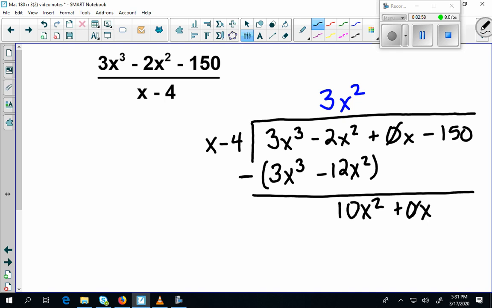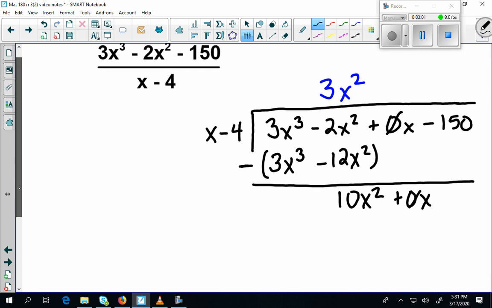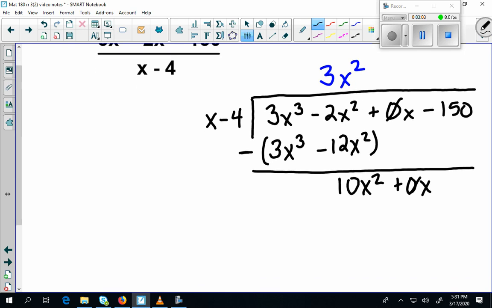All right, my next step is I have to divide again. I'm going to take that x, the first term in my divisor, and divide it into that 10x squared. I'm just looking at the first term. So x goes into 10x squared positive 10x times. 10x times x gives me 10x squared.